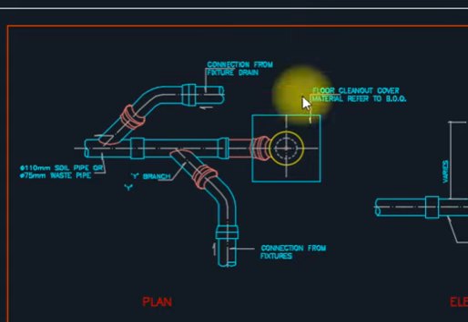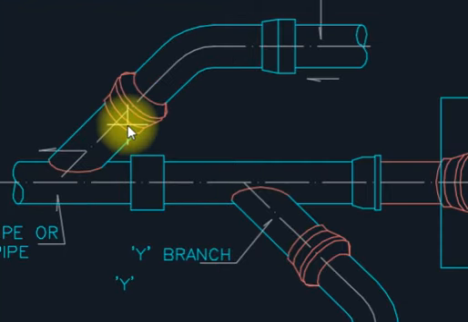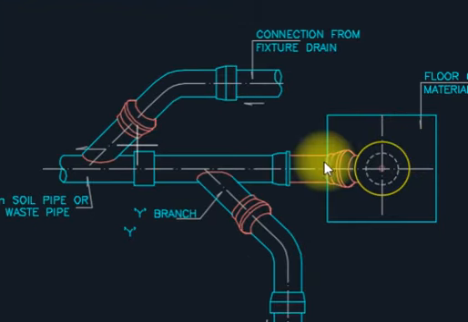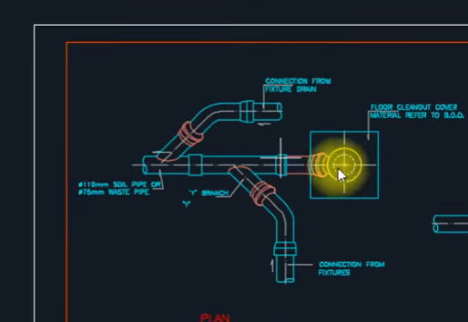So, see, this is a plan. I start in English right now. This clean out will be at the last edge of the pipe. Always install it like that. Clean out means you have to clean the pipe. So there will be no trap or anything like that. So it will be clean.